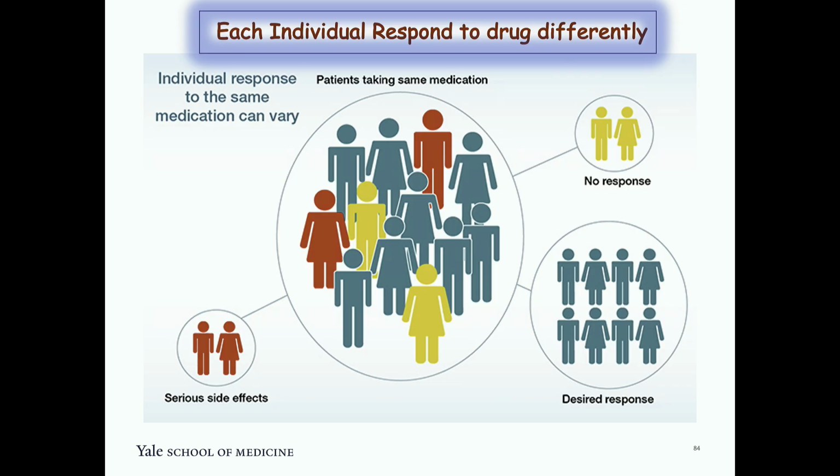One thing that we know all the time is that one doctor prescribes a drug, and it is effective for some people. Some people don't respond at all, and some people have serious side effects. The same medicine is given to three different people, and the question is, why is that so?